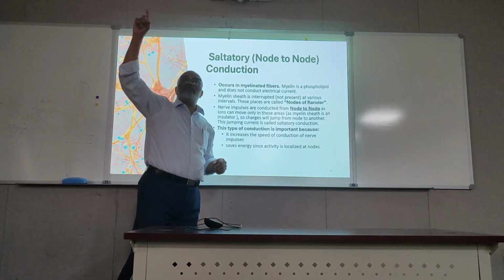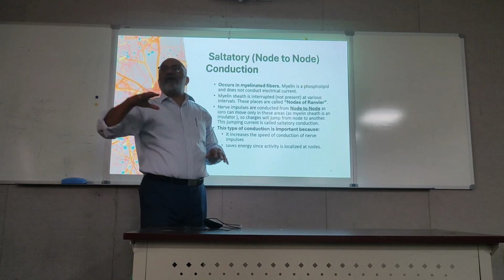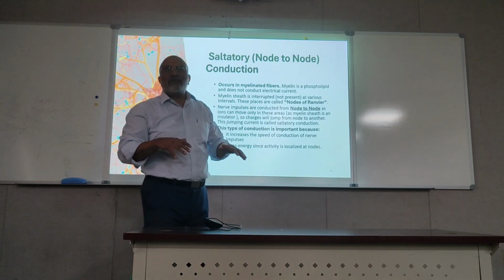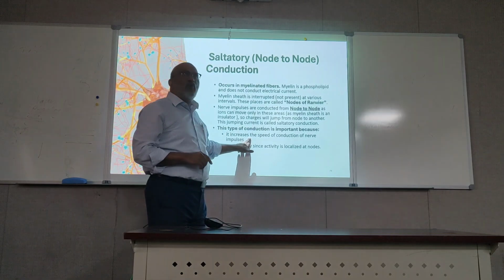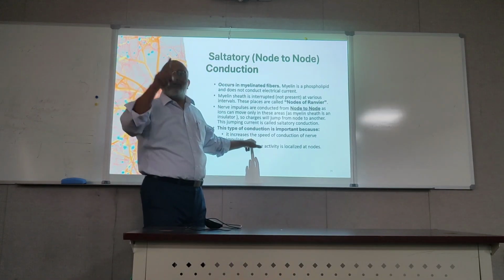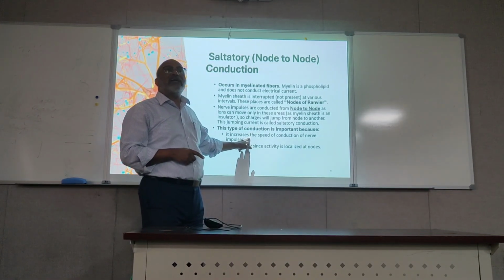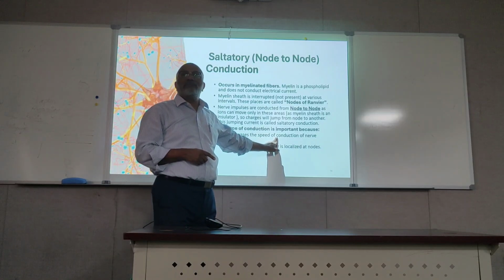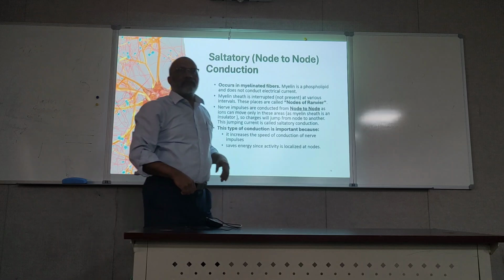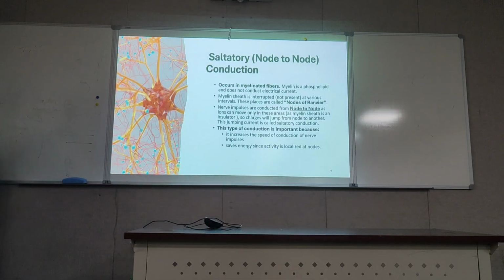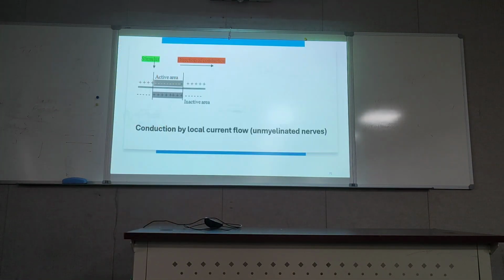What is the property of saltatory conduction? Because it is jumping. Remember the story of the rabbit and the tortoise? What do you call tortoise in Arabic? So, who was fast? Rabbit. So, saltatory conduction, it is fast, because it is jumping. Alright? So, what is the second type?